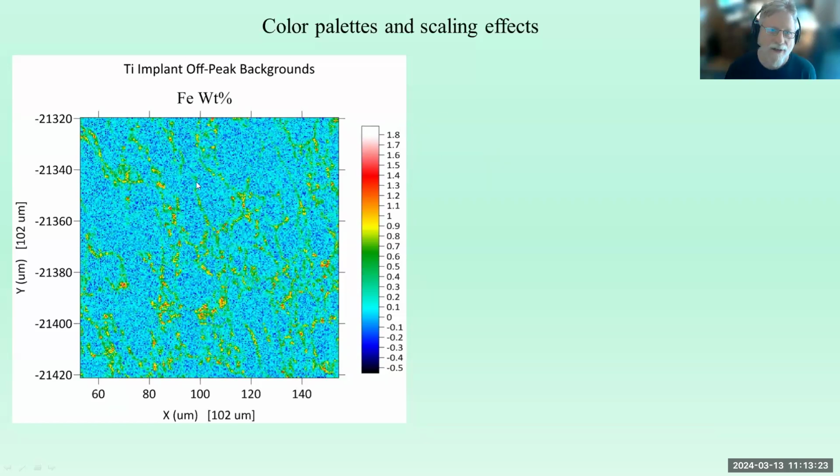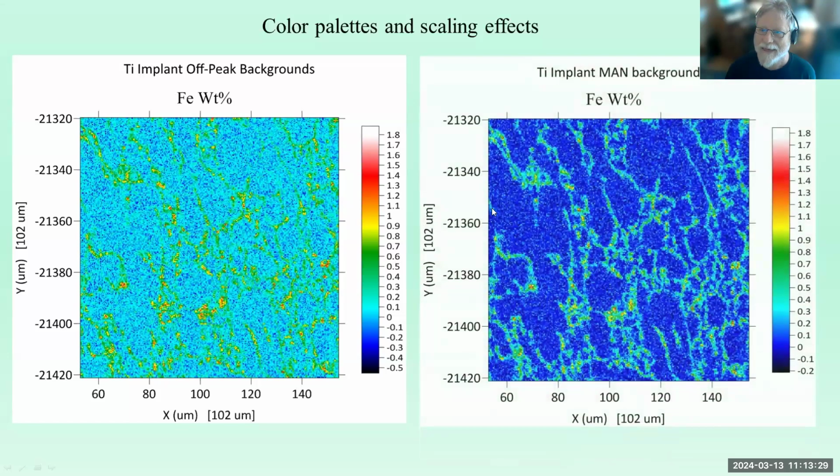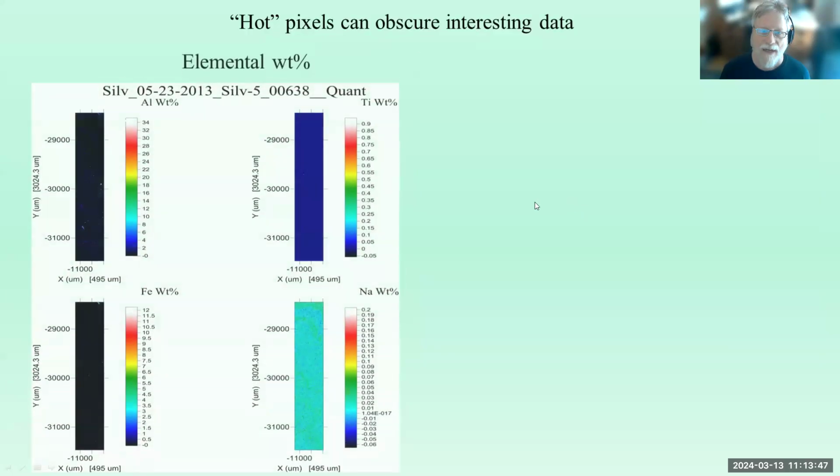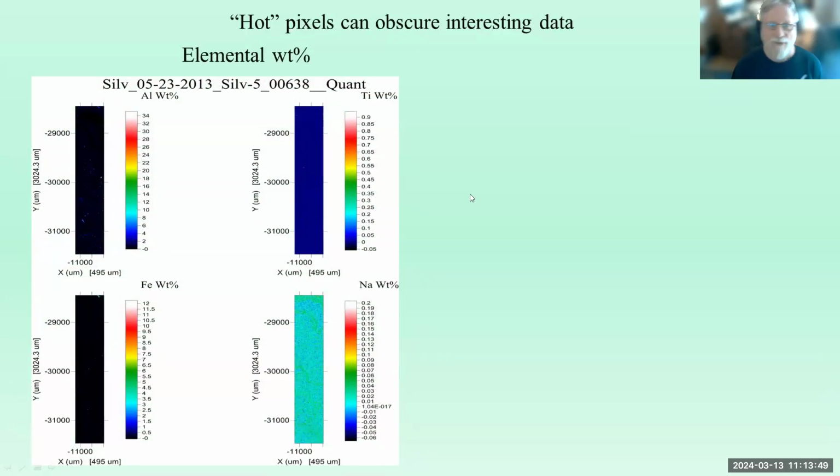So this is iron in a titanium implant, I think a surgical thing. And if we just change the palette just a little bit, we can bring out a completely different effect. So the palette choice does matter. That's up to you, but it's important to emphasize the things that are important. Hot pixels can really obscure data.